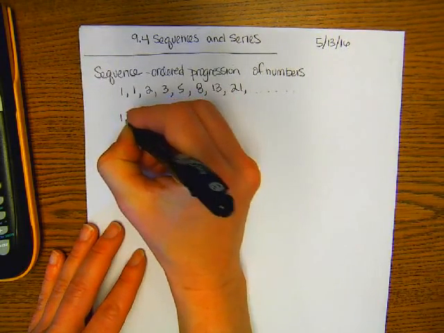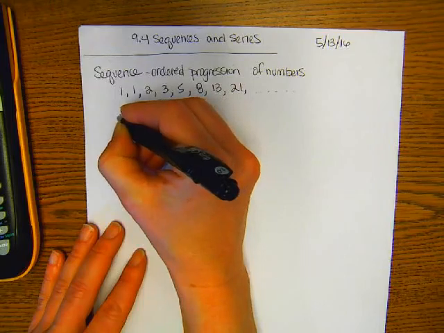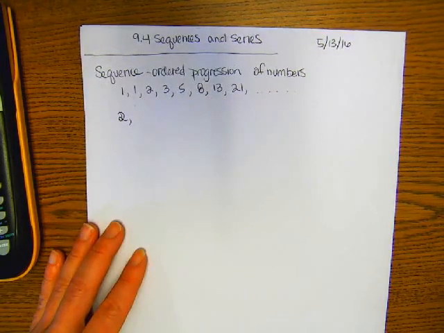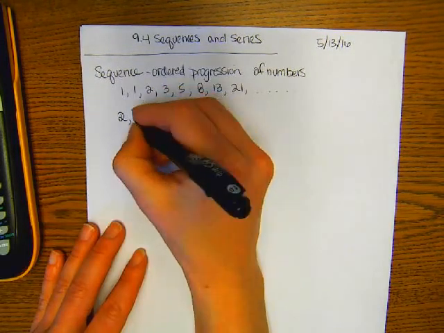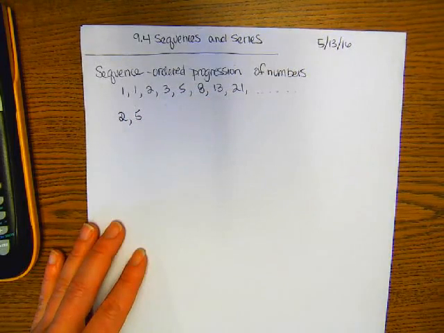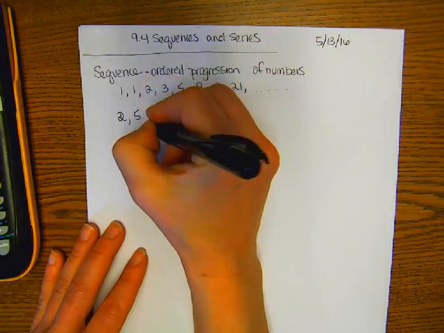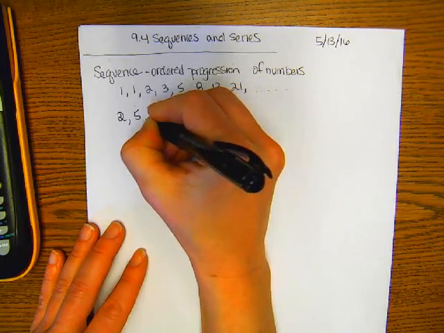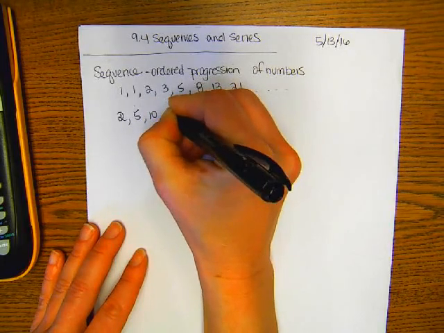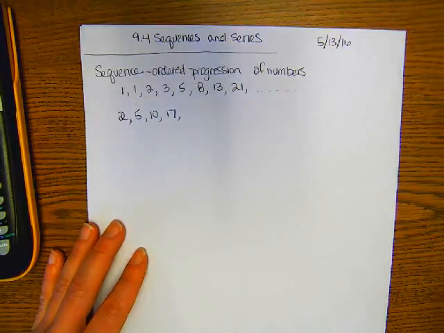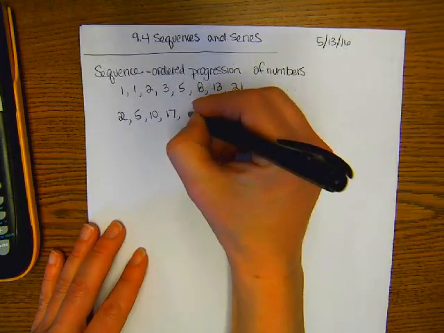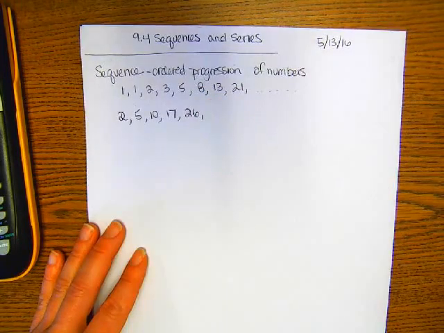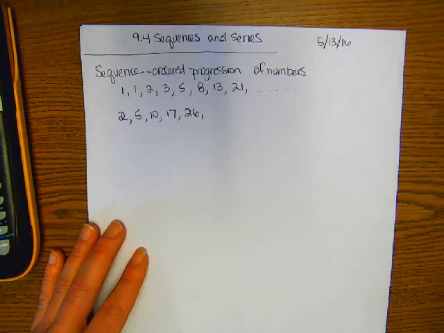Let's see if you can figure this one out. That's a 2. Do you want me to give you another one? Yeah. Want me to give you another one?